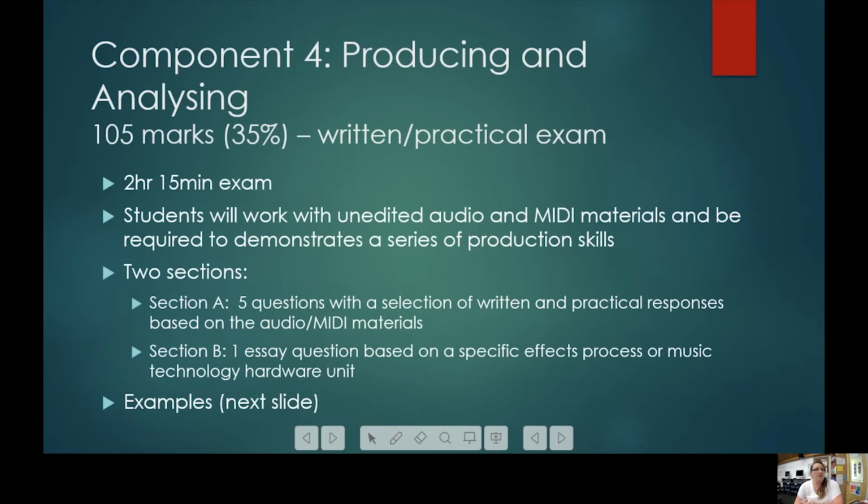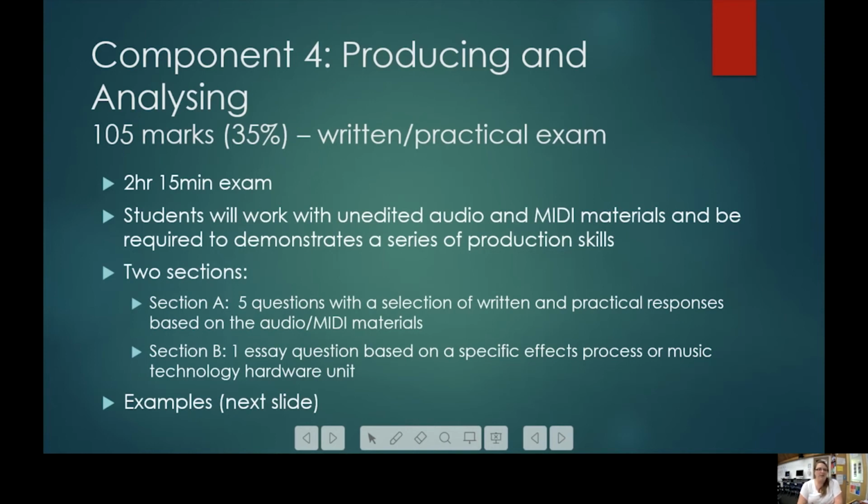The final component is a written and practical exam, which is called Producing and Analysing, and it's a 2 hour 15-minute exam. They work with unedited audio and MIDI materials provided by the exam board within our DAW, which is Logic, and they're required to demonstrate a series of different production skills, applying an EQ, producing a final mix, editing out unnecessary sound, etc. And so there are 5 questions in the first section of the exam where they have to do some written but also practical responses based on those audio and MIDI materials.